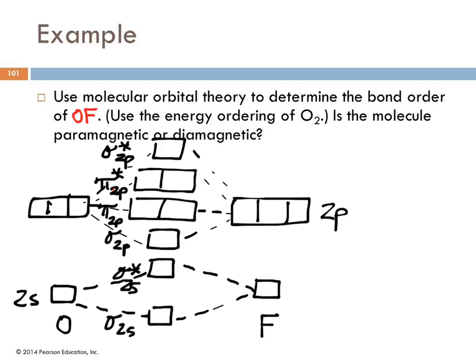I want to hear you say it. I'm not saying anything. You just said it. So 6. 1, 2, 3, 4, 5, 6. How many valence electrons does fluorine have? 7. 1, 2, 3, 4, 5, 6, 7.